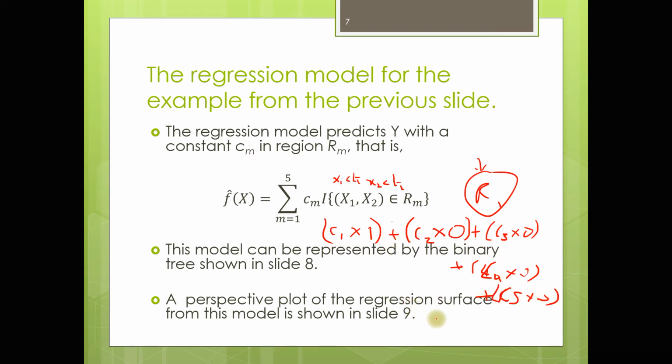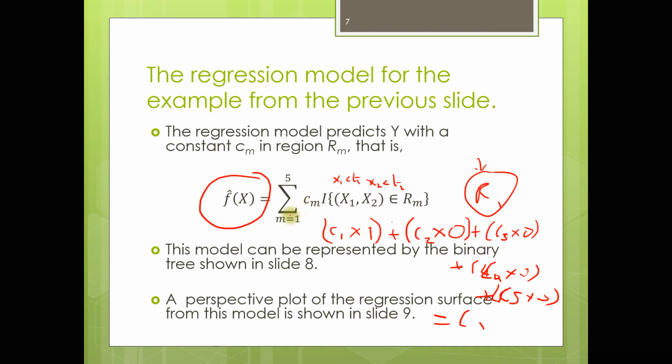So in the end, what do you get? You get just C1, which is basically what we wanted. Our model is supposed to fit a constant here in this context. It will fit a constant C1 into region 1.